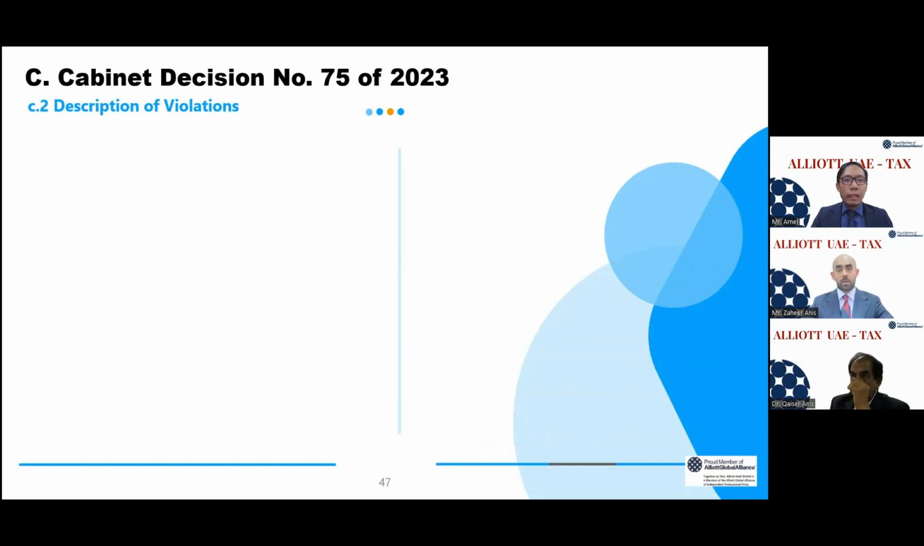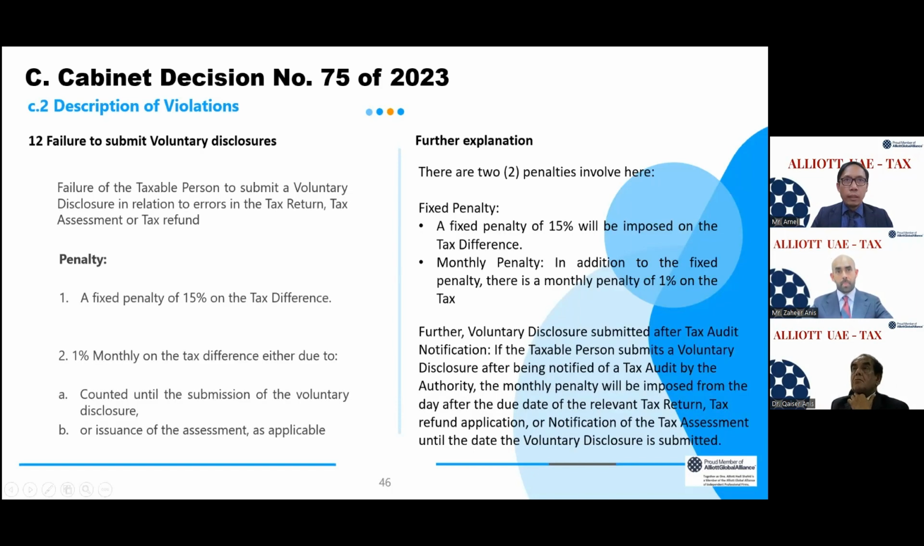Correct. One thing in addition to that is that, of course, if you notice the error, you have to submit a voluntary disclosure. If you wait until the authority finds out about those things, these will be the consequences.